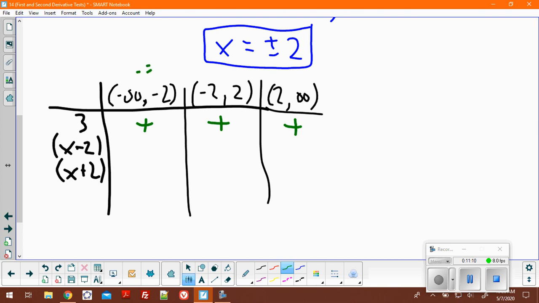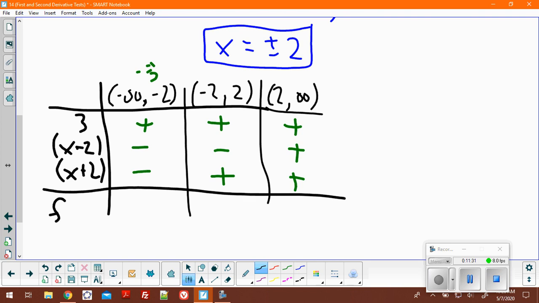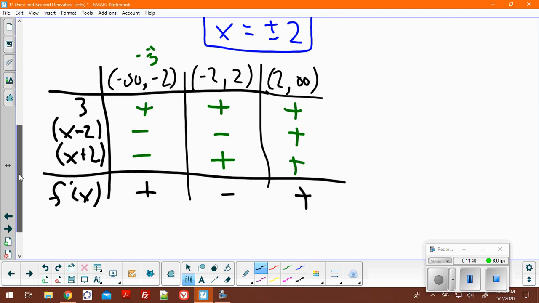If I try -3, for example, if I plug that in, I have -5. So this is negative. For x plus 2, if I plug in a -3, I get -1. So this is also negative. Proceeding through, I'm going to get this when I fill that all in. So in summary, for my derivative, I have a positive, and then a negative, and then a positive. So what does that mean?